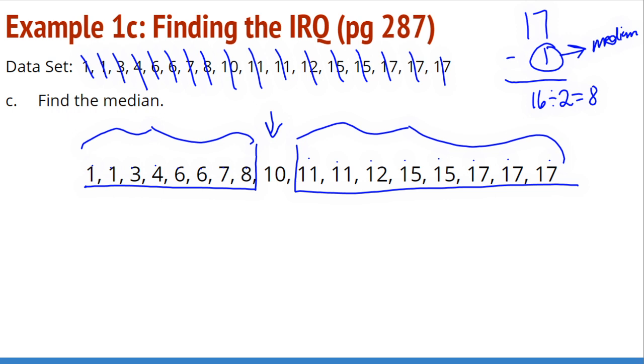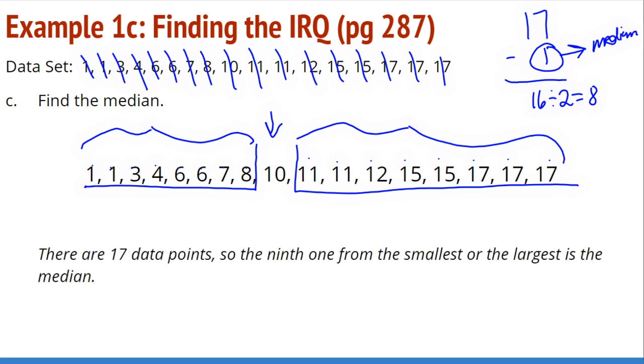So to find the interquartile range, the IQR, the first thing I need to do is find the median. So 17 data points, the ninth one from the smallest to the largest is the median. So this is number 9, no matter which direction you count from.